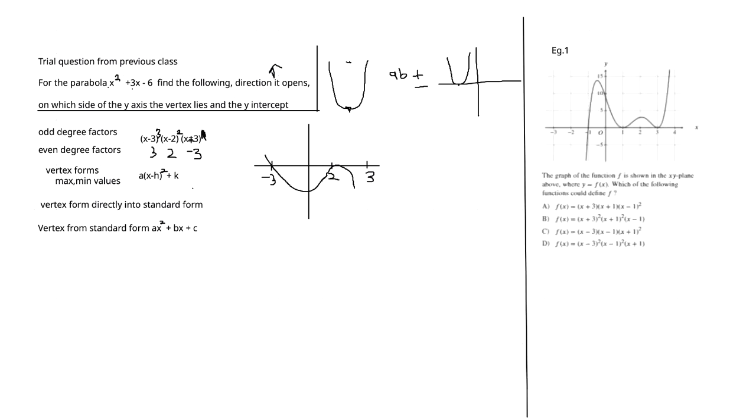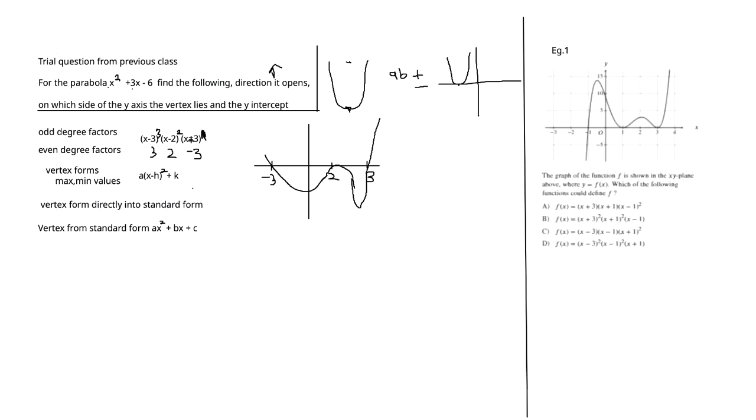And now it is going to come here again. This time, since x minus 3 has an odd power, it is not going to bounce back, but it's going to pass through.